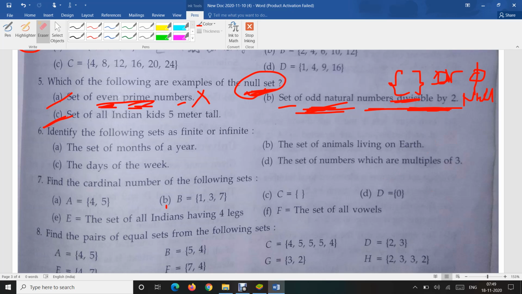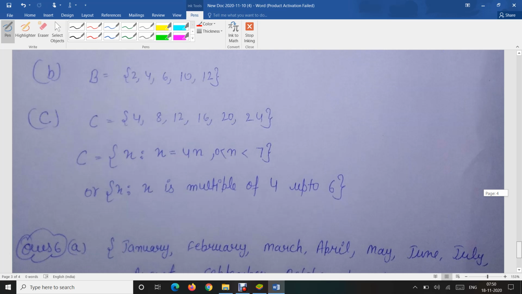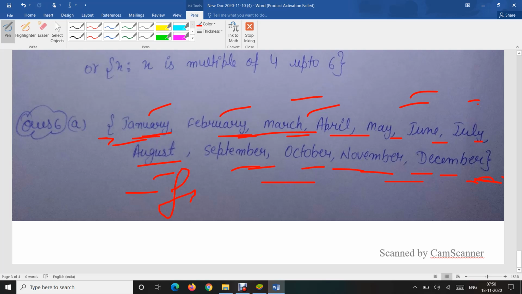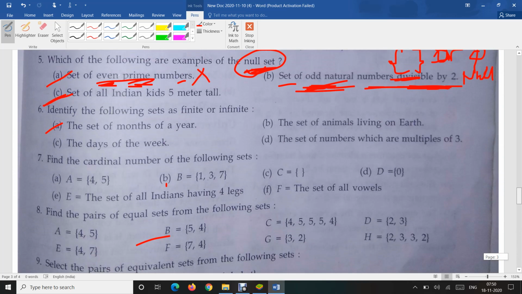So how will you do it? See the A part: the set of months of a year. You know that a year has 12 months: January, February, March, April, May, June, July, August, September, October, November and December. So you can write it in set form: in curly brackets, January, February, March, April, May, June, July, August, September, October, November, December, and end with a curly bracket. You can count these 12 months. So this will be a finite set, because you can count the number of months of a year.